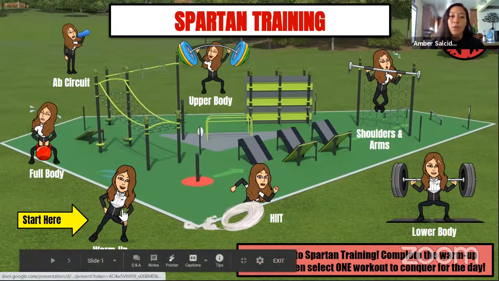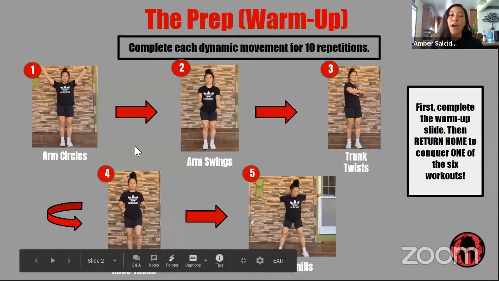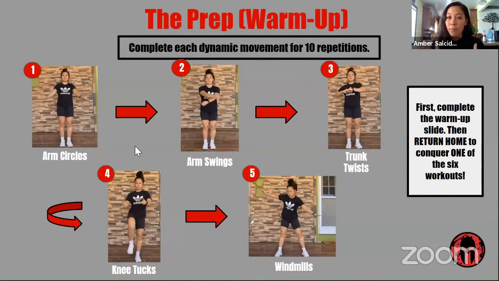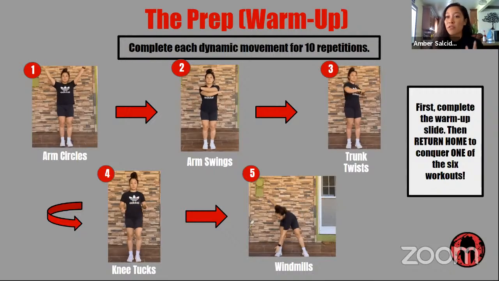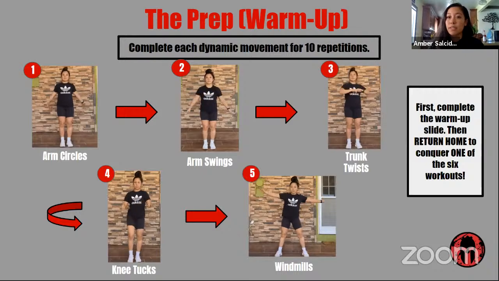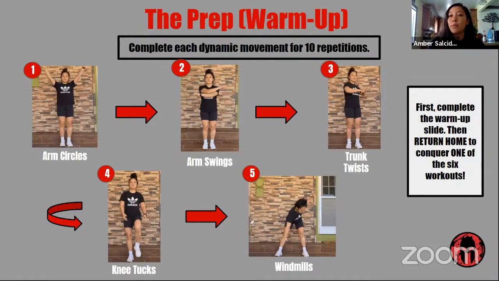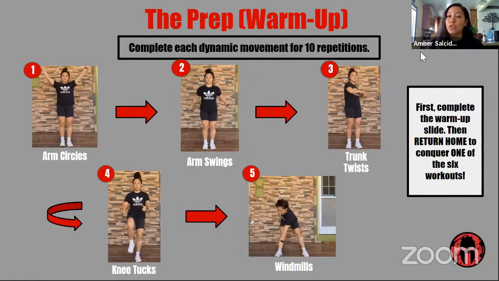I'm going to click on the warm-up slide. You see this little start here button, so we're going to click on that. I call this one the prep. I just use 5 exercises here, but you can use whichever type of exercises you want, maybe the warm-up that you use for PE, or you could even mix and match from time to time. Basically, I just said complete each movement for 10 reps. So they're going to go from arm circles all the way down to windmills for 10 repetitions each. And then once they are done with that, they're going to return to the home screen.